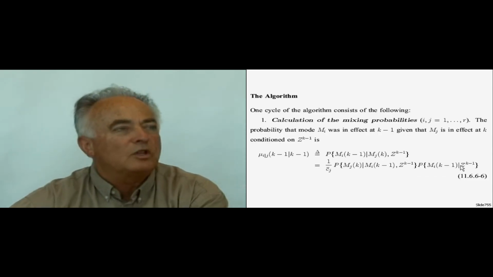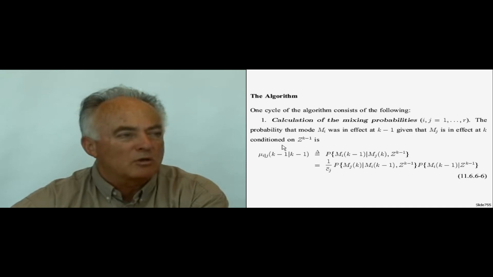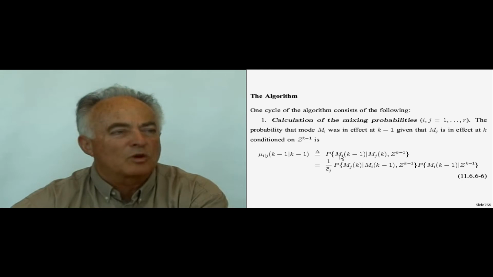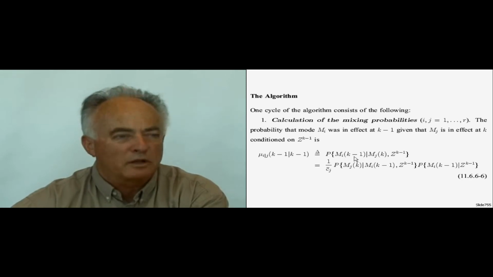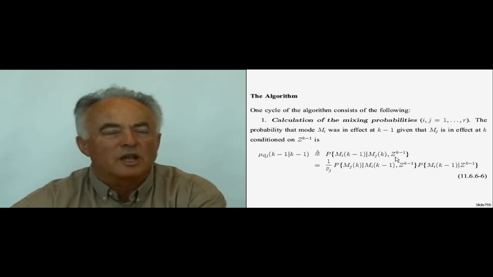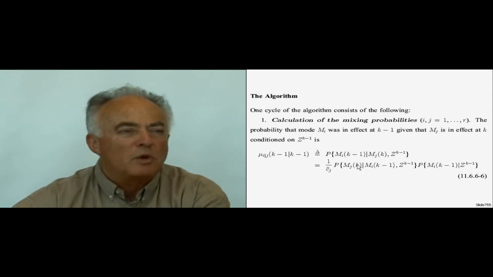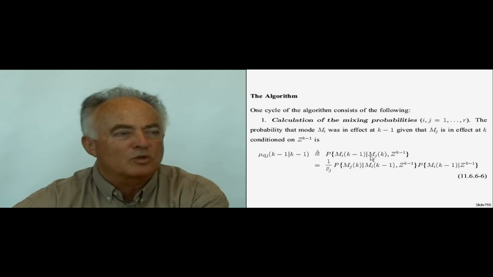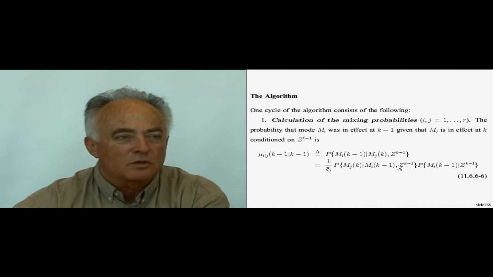And here are the details of the algorithm. First is the calculation of the mixing probabilities. Mu ij, k minus 1, k minus 1 is the probability that at k minus 1 I had model number i, if now at k I have model number j. That's the one-step-back inference, given the past data only, namely before I get the latest measurement. Again, with Bayes' formula, we switch between mj and mi here, so it's p of mj given mi, z k minus 1, times p of mi at k minus 1 given z k minus 1. But notice here, because this is Markov, the conditioning on data doesn't matter.